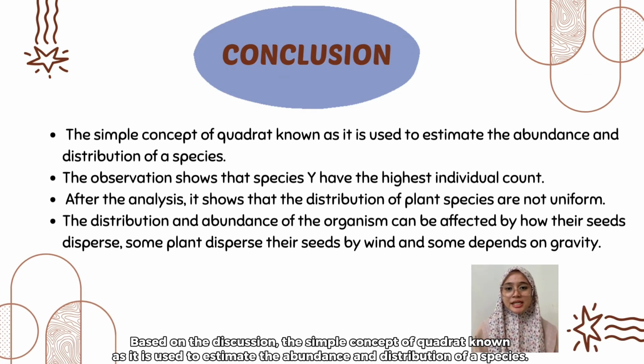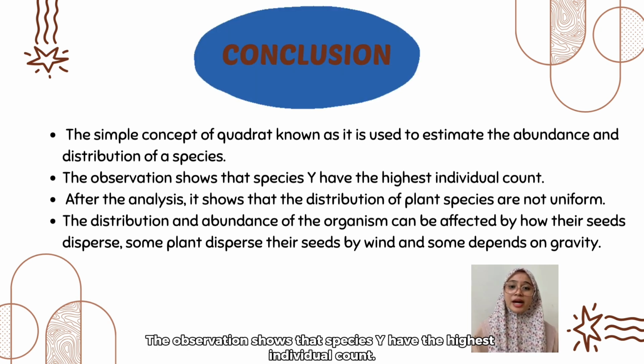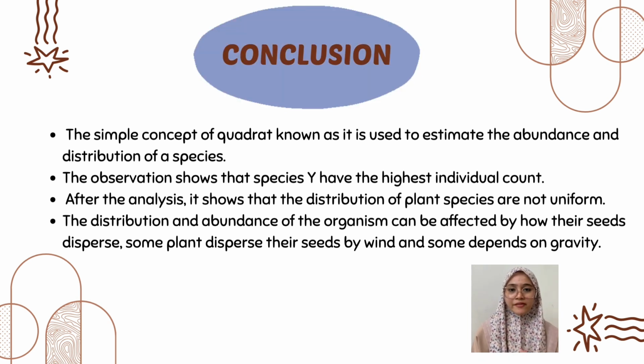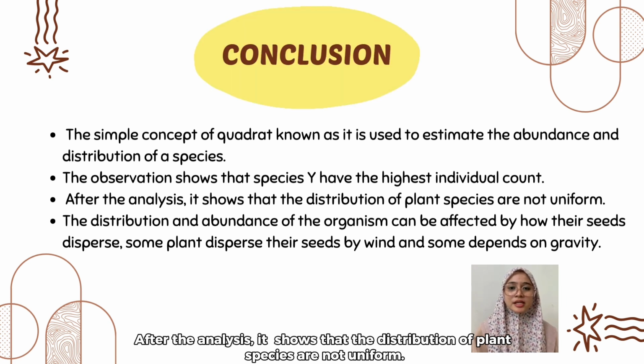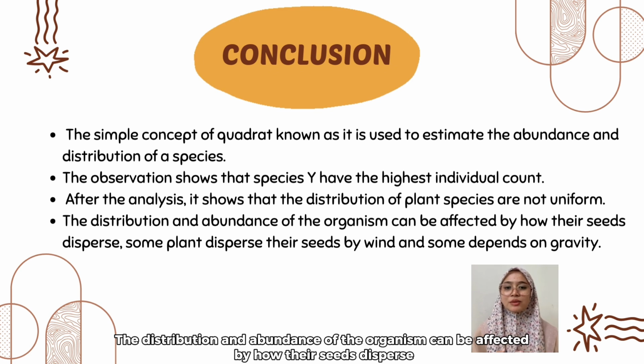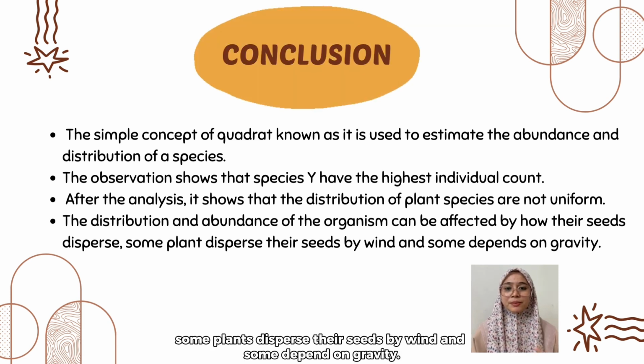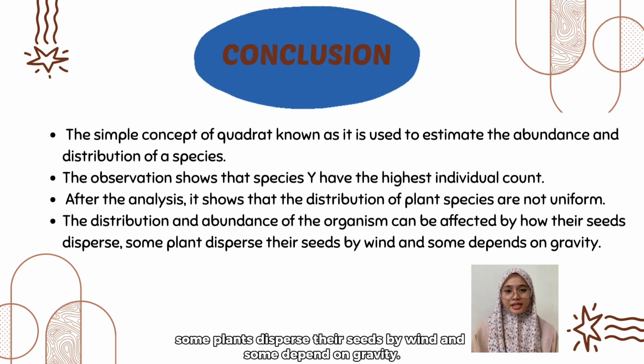Based on the discussion, the simple concept of quadrat is used to estimate the abundance and distribution of a species. The observation shows that species Y has the highest individual count. After the analysis, it shows that the distribution of plant species is not uniform. The distribution and abundance of organisms can be affected by how their seeds disperse. Some plants disperse their seeds by wind, and some depend on gravity.